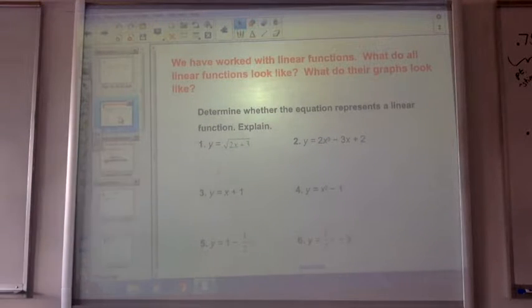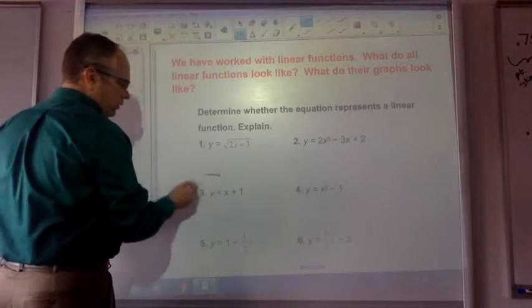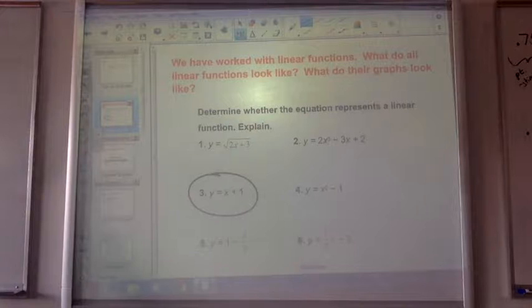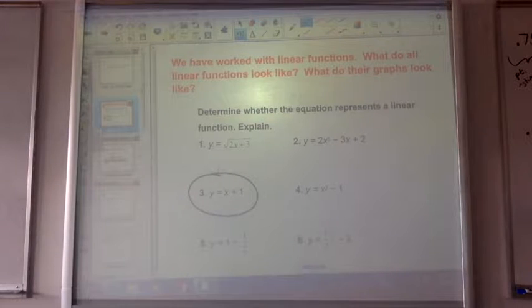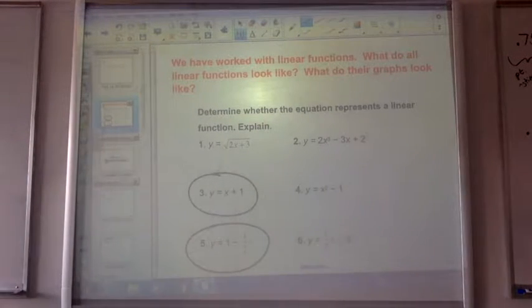So determine the equation that represents a linear function. Well, I feel pretty darn comfortable saying that's a linear function. That looks like y equals mx plus b, right? That crosses the y-axis at (0, 1), has a slope of 1 because in front of the x is a 1. I also feel comfortable that this is a linear function, and that crosses the y-axis at 1.